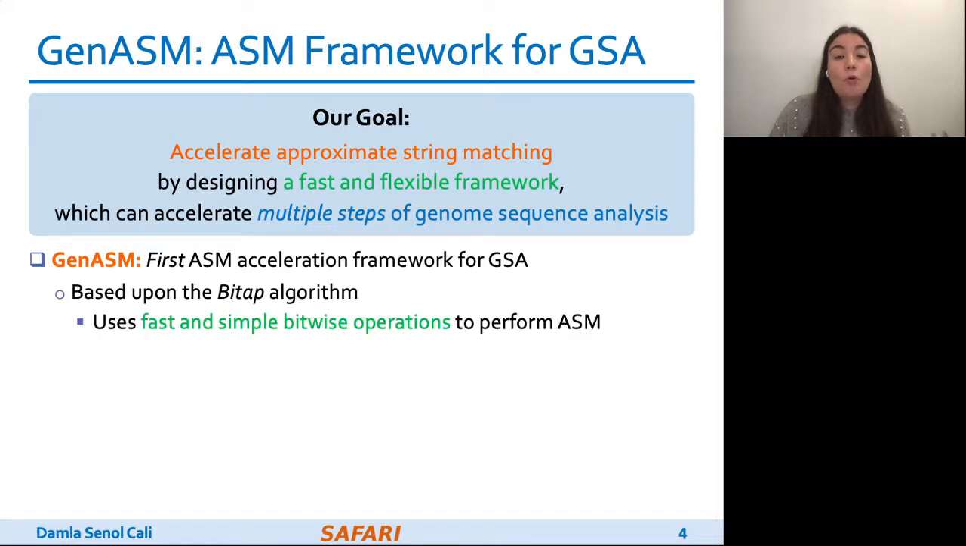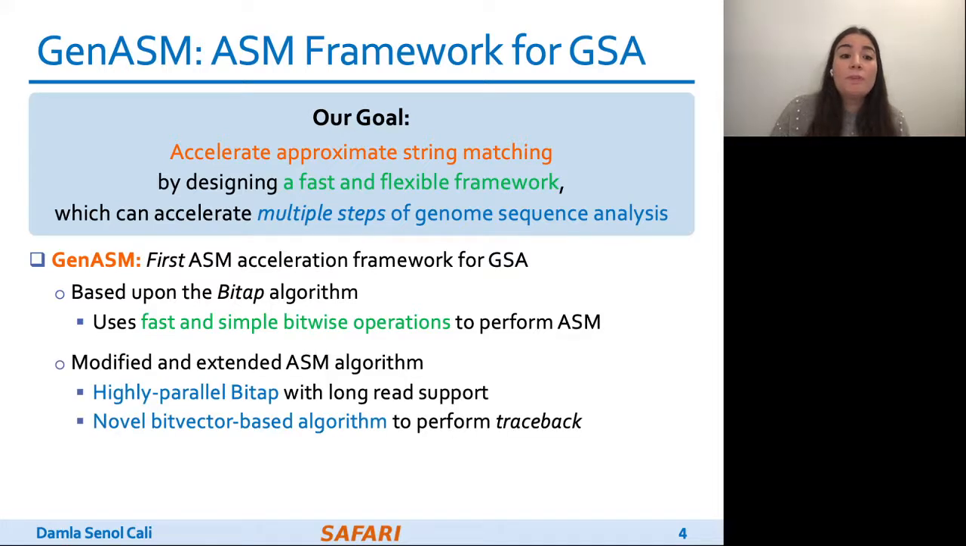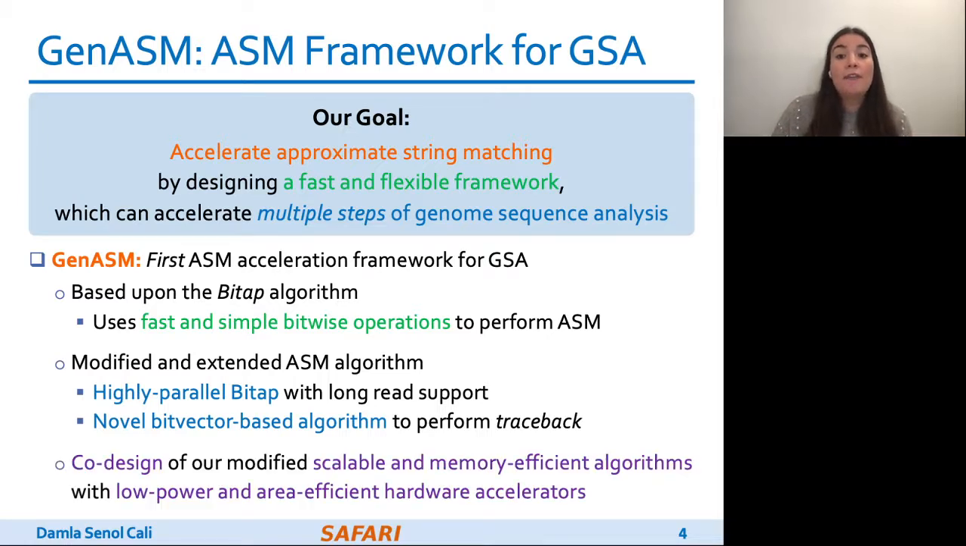We base GenASM on BiTAP, an ASM algorithm that uses only fast and simple bitwise operations, making it amenable to efficient hardware acceleration. To our knowledge, GenASM is the first work that enhances and accelerates BiTAP. We modified BiTAP to support long reads and to enable parallelization. We also developed a novel BiTAP-compatible algorithm for traceback, and we co-designed specialized hardware for both algorithms.